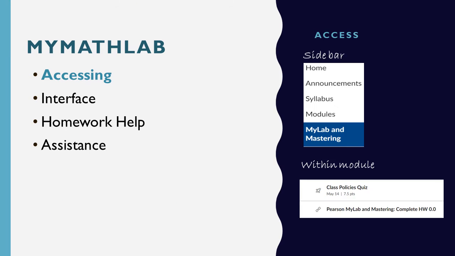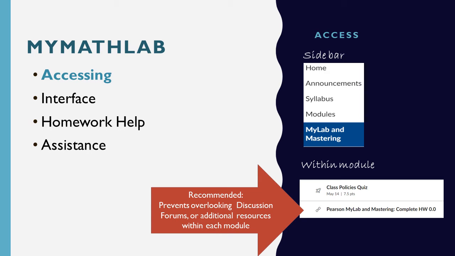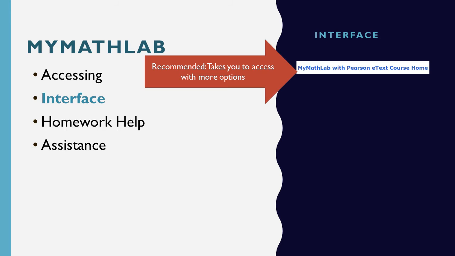Okay, so accessing MyMathLab. There's really two ways you can get to MyMathLab. On the sidebar, under modules, there's a MyLab and Mastering option, and also within each module you'll see there are specific links to them. I strongly recommend that you use the link within the module. It prevents you from overlooking discussion forums or any other additional resources within each module. So I suggest that you get out of the habit of clicking on MyLab and Mastering and clicking right over to it, and first go into the module. Make sure you're looking at the overview, the orientation, and any other activities that you need to be doing for the course.